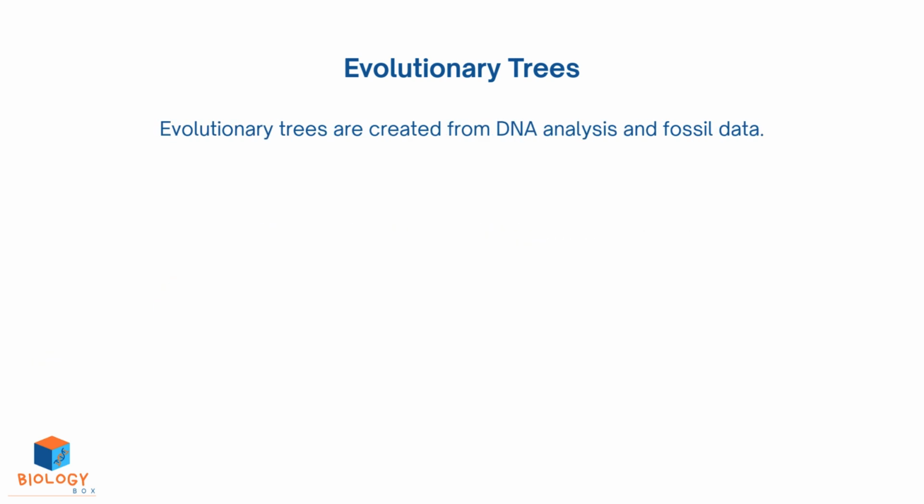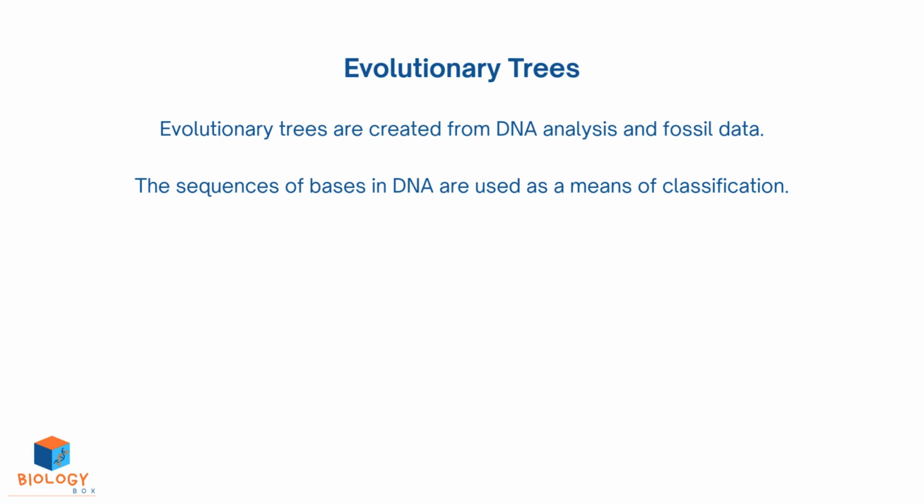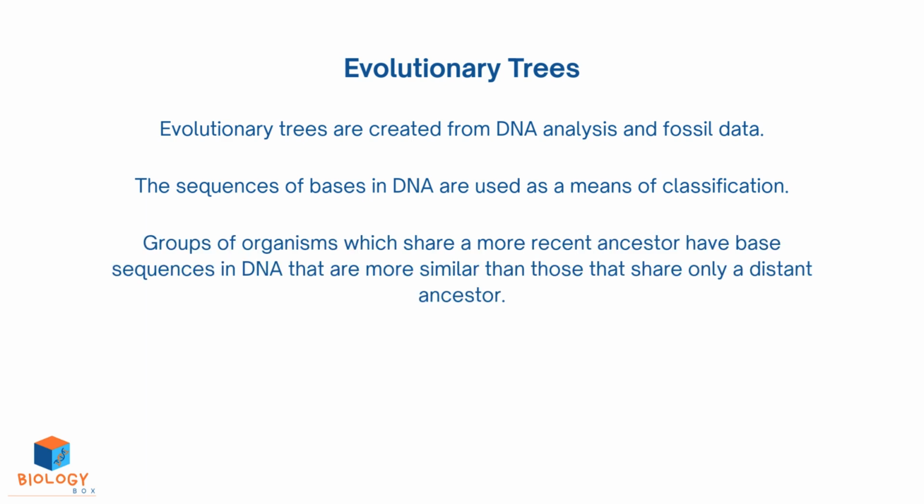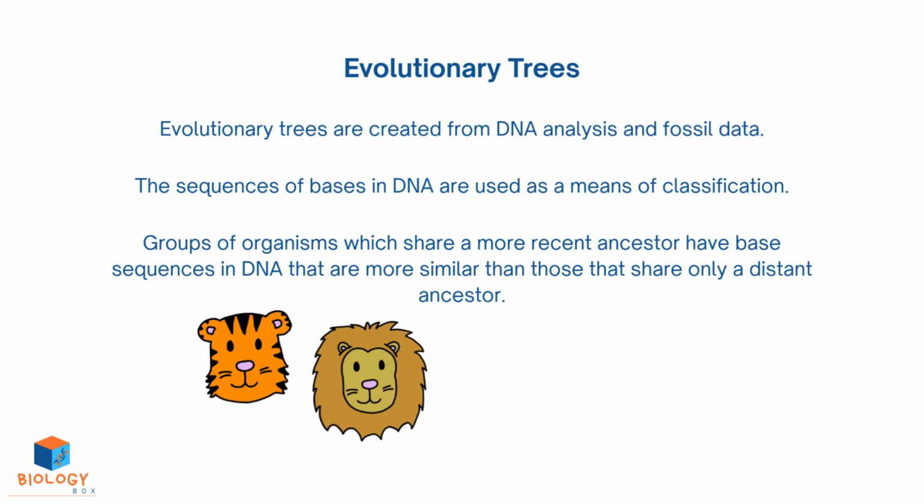Evolutionary trees are created from DNA analysis and fossil data. The sequences of bases in DNA are used as a means of classification. Groups of organisms which share a more recent ancestor have base sequences in DNA that are more similar than those that only share a distant ancestor.